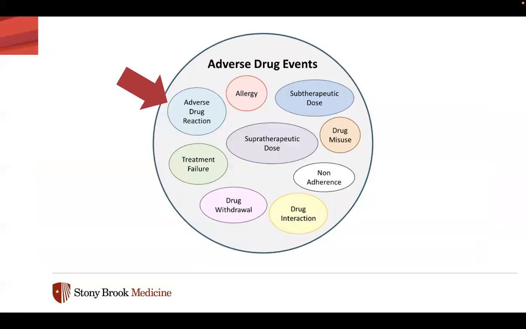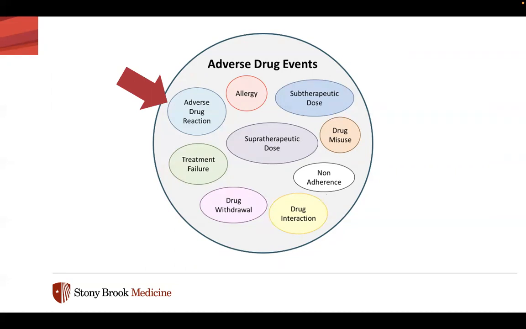Now, these adverse drug events, like I said, it's an umbrella term that encompasses everything shown here on the slide. There are various different types of these adverse drug events. For example, a drug allergy, commonly patients have penicillin allergies, subtherapeutic and supratherapeutic dosing. A good example of that is vancomycin. We always target our trough and our AUCs, and by under or overdosing, that is an adverse drug event.